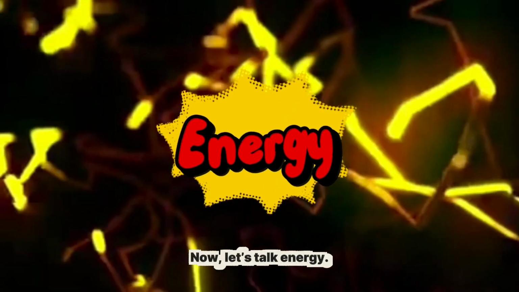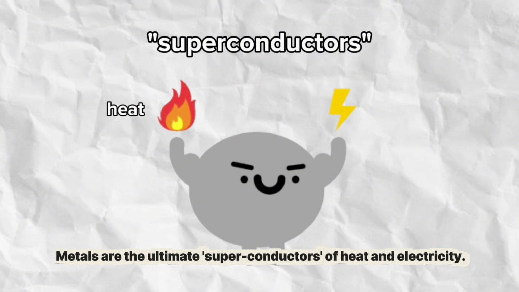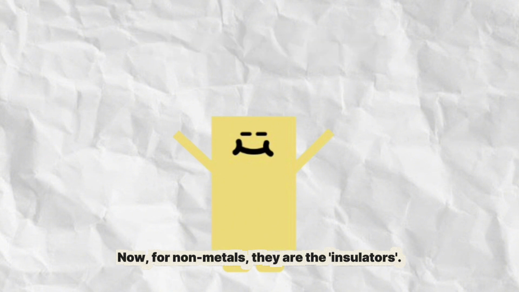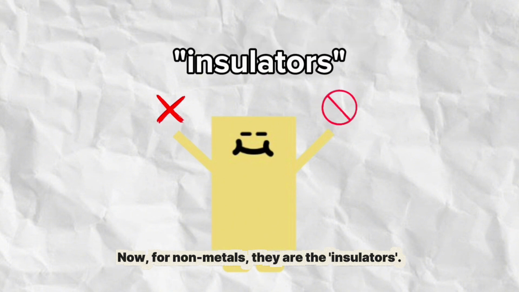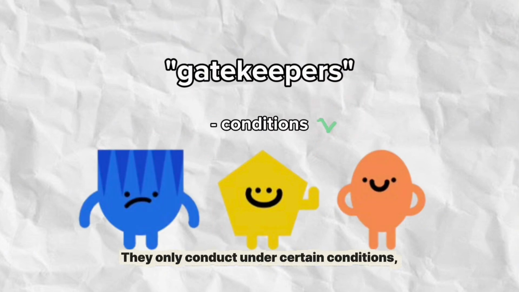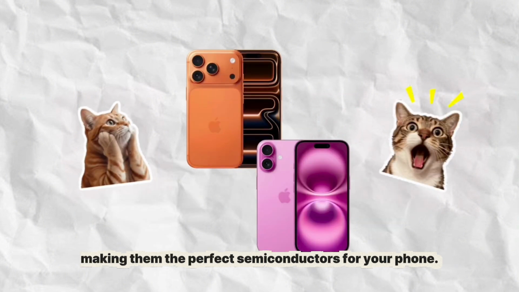Now, let's talk energy. Metals are the ultimate conductors of heat and electricity. Nonmetals are the insulators. They block the flow. But metalloids are the gatekeepers. They only conduct under certain conditions, making them the perfect semiconductors for your phone.